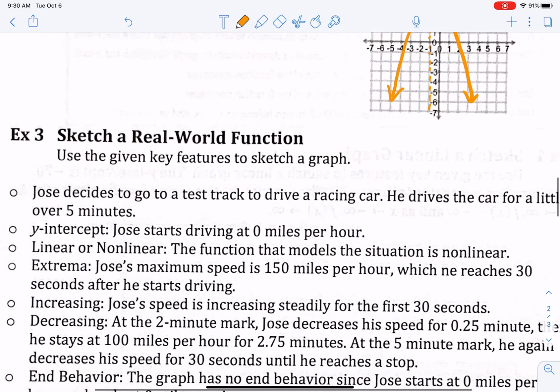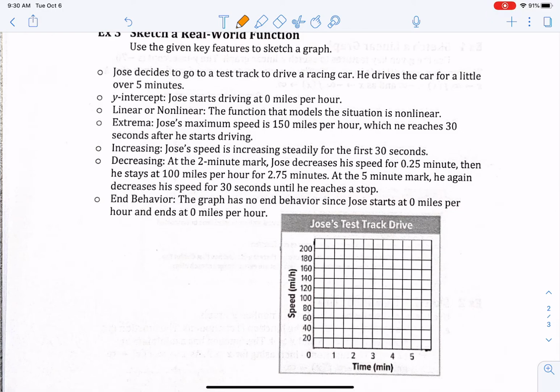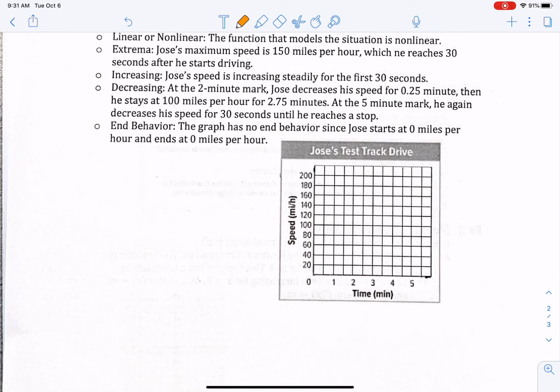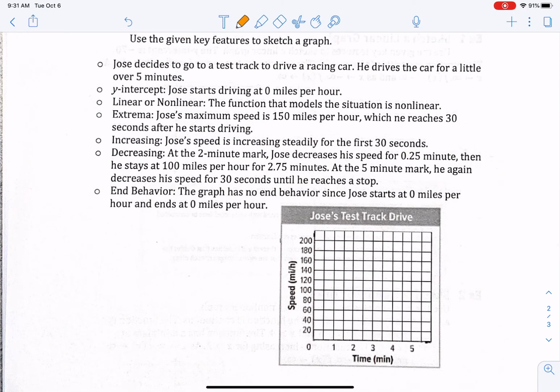All right, last thing, there's a lot of bullet points here. We're going to go through each one of these bullet points one by one, and we're talking about Jose's test track drive. So what's happening is he's driving this vehicle for approximately 5 minutes, maybe 6 minutes, and he's increasing speed and decreasing speed and going a constant speed and that type of thing. So we can see on this graph, and they're going to give us a story that goes along with this, and we're going to put those points down.